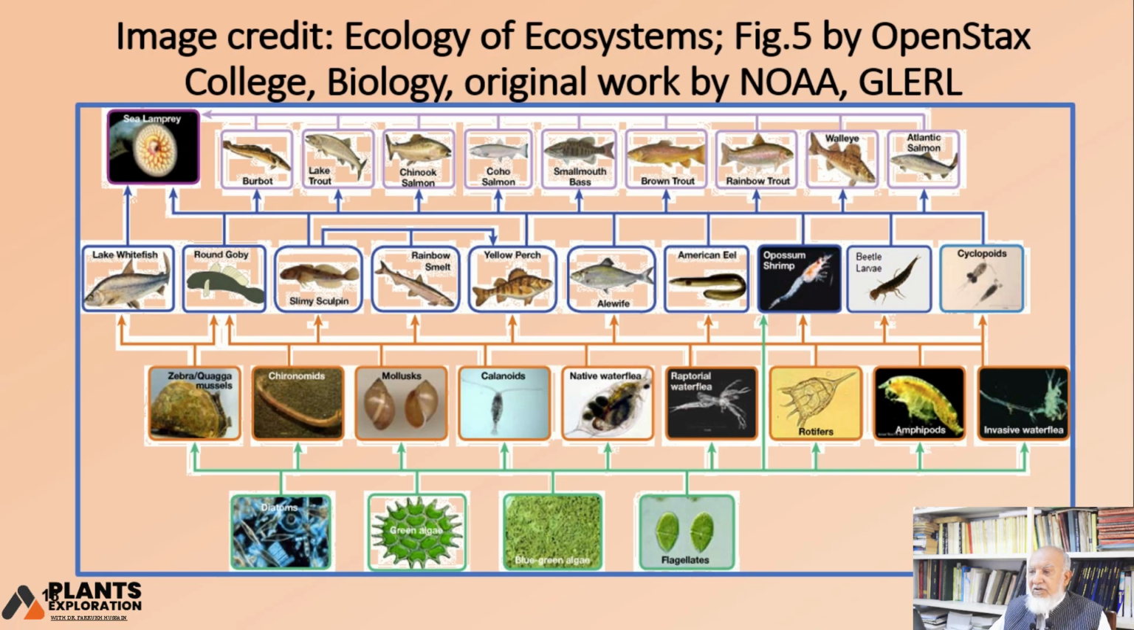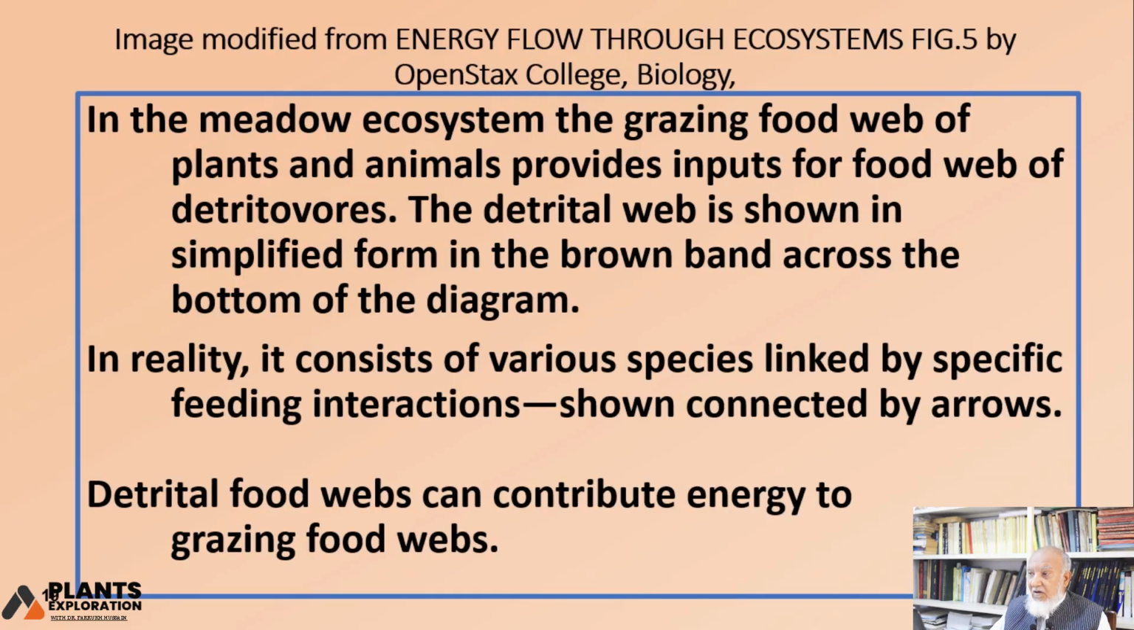In the meadows ecosystem, the grazing web of plants and animals provides inputs for the food web of detritus. The detrital web is shown in simplified form in the brown band across the bottom of the diagram. In reality, it consists of various species linked by specific feeding interactions, showing connections by arrows. Detritus food webs can contribute energy to the grazing animals.